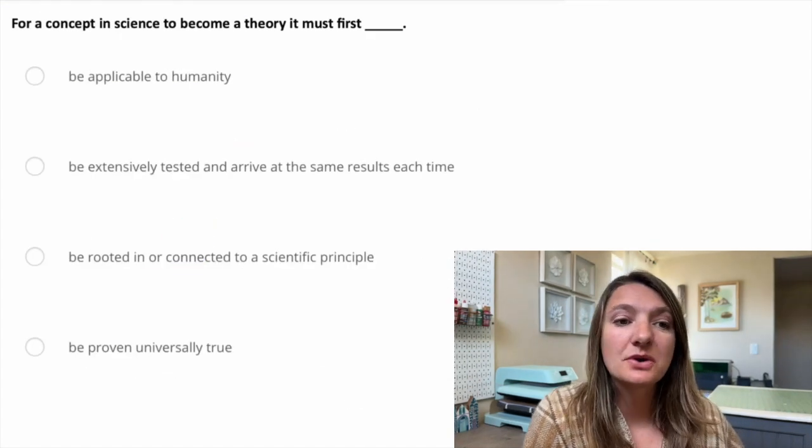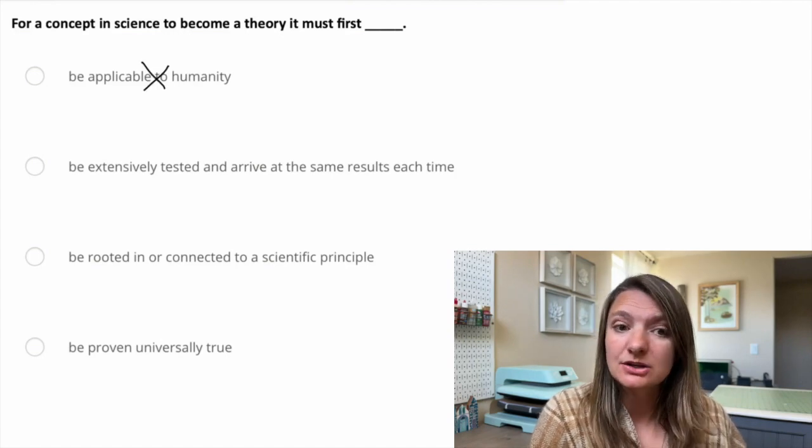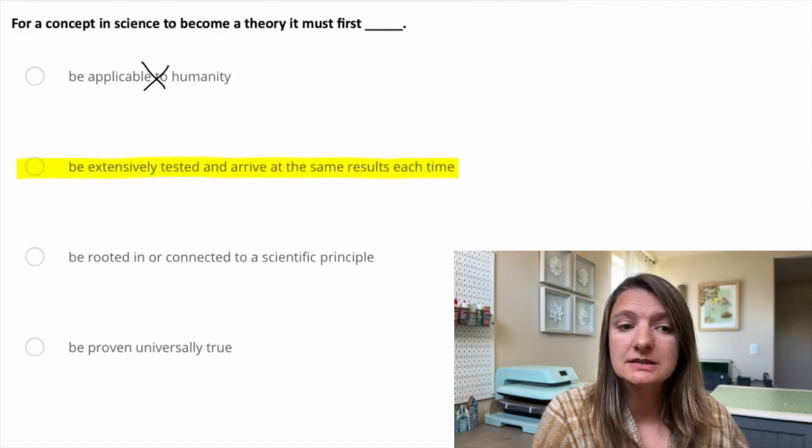Okay, last question. For a concept in science to become a theory, it must first what? A, be applicable to humanity, not necessarily. B, be extensively tested and arrive at the same result each time. This is the correct answer. It needs to have this.